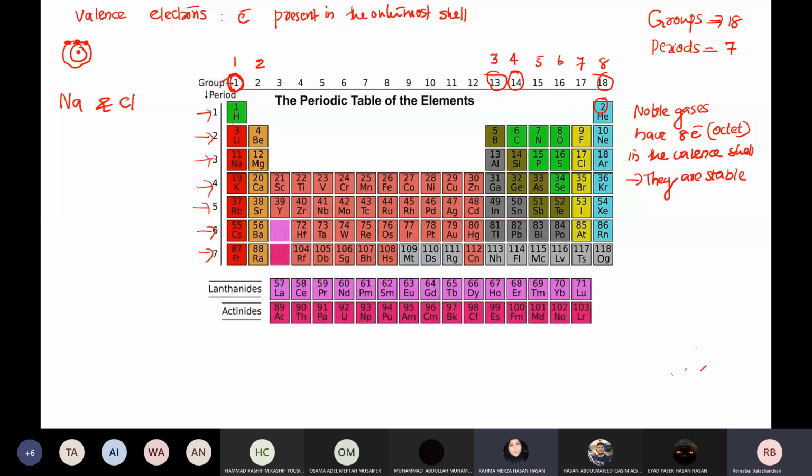17. It's group 17. See, Cl is from group 17. Now, Na has 1 electron in the valence shell, so it has a tendency to lose that electron. So Na will lose 1 electron and form Na plus. You understood why Na plus? Because after losing 1 electron, it attains a positive charge. Positively charged species is called, there is a name for that. Do you remember? Cations. Yes, they are called cations.